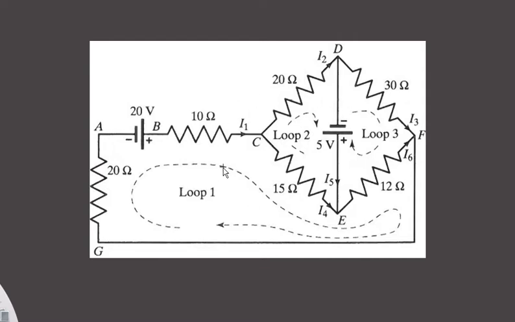Hi, today we're going to be solving this circuit diagram. We're going to be solving for each of the currents in each of the branches of this circuit diagram. You'll notice that there are 6 currents, so that gives us 6 unknowns, so hopefully we'll be able to come up with 6 equations from this circuit diagram.